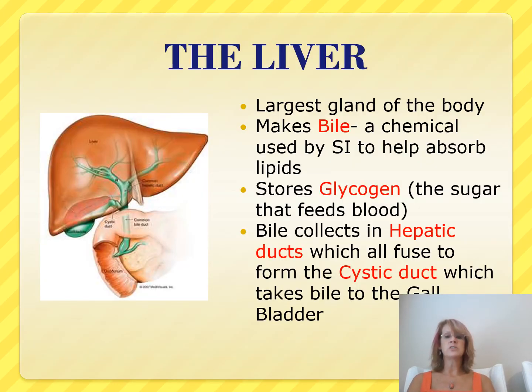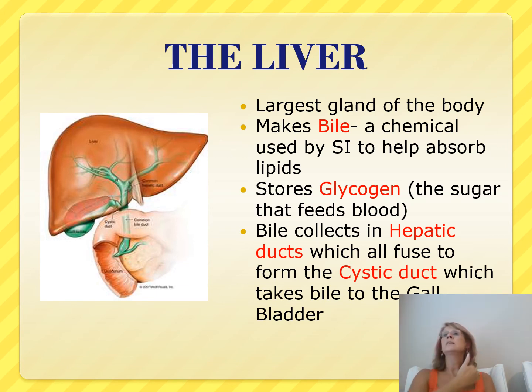Your liver is the largest organ you have inside of your body, and it has lots of different jobs. But in the case of your digestive system, its job is to make something called bile. And bile is a chemical that our small intestines need in order to absorb fat. Your liver also stores glycogen, which is what we call animal sugar. This is the sugar that we use to feed blood.